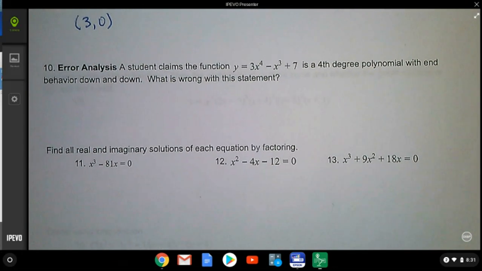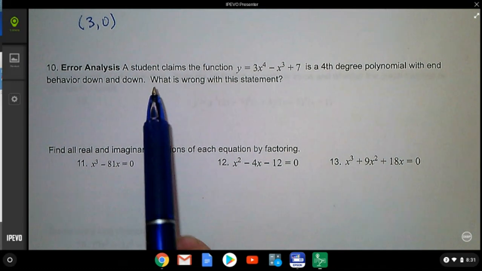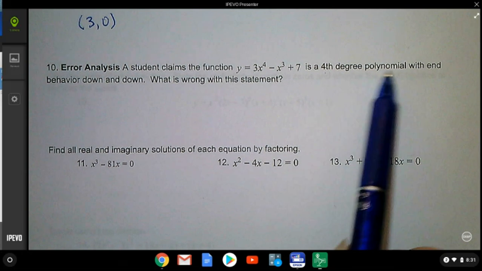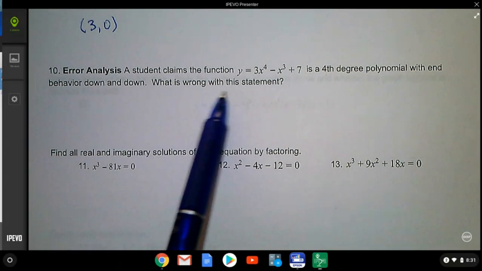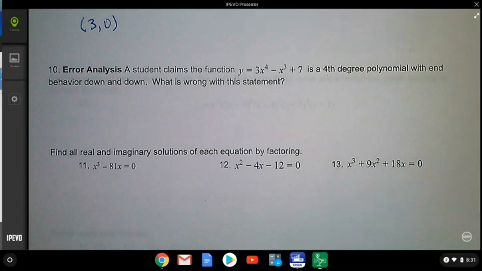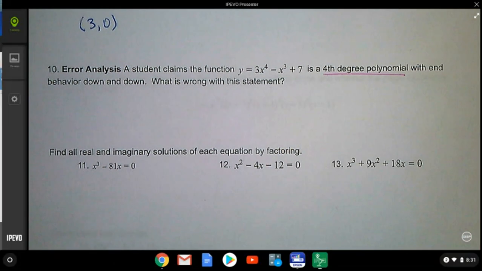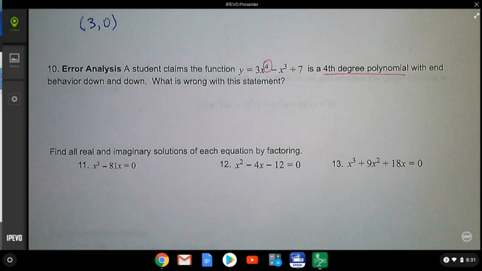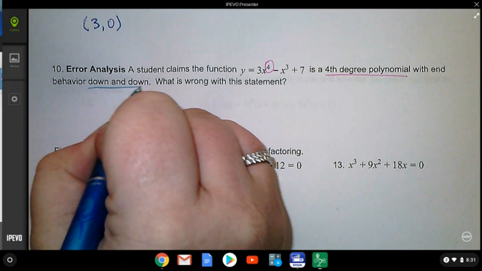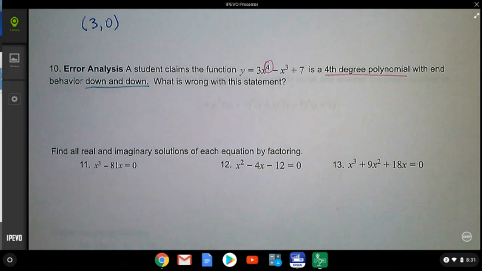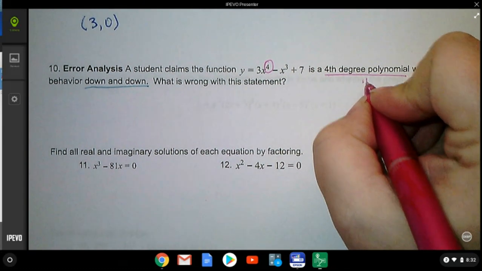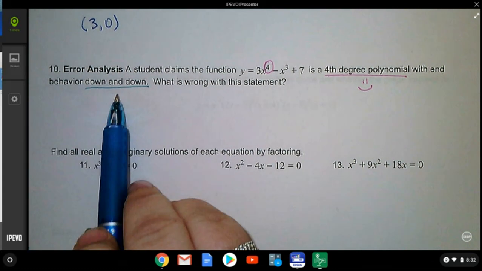So on this next one, which is probably the last one we're going to do today. A student claims that this function is a 4th degree polynomial with end behavior down, down. What is wrong with this statement? Okay, so let's break this up. So first they say it is a 4th degree polynomial. Where do we find the degree? The highest exponent. So is it a 4th degree polynomial? So that's true. But then it says its end behavior is down, down. So if the 4th degree part is right, there must be something wrong with this down, down part.